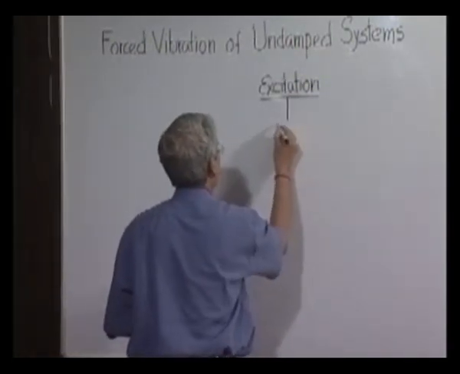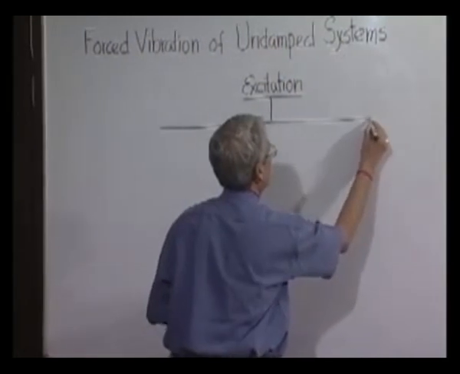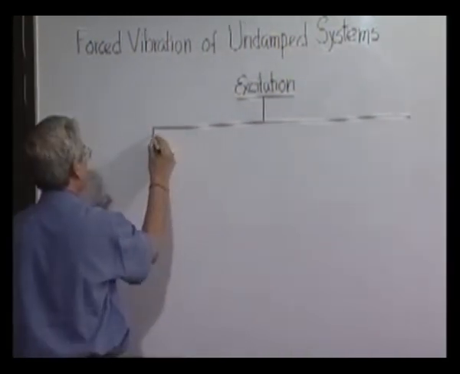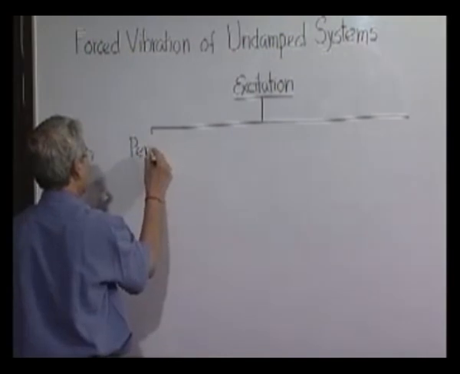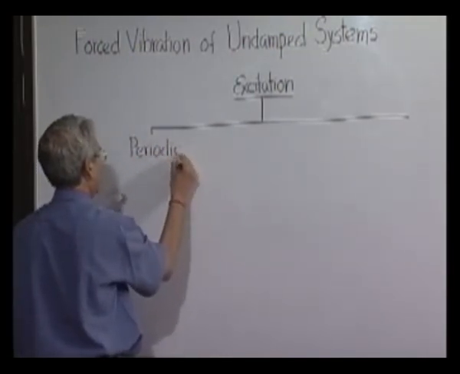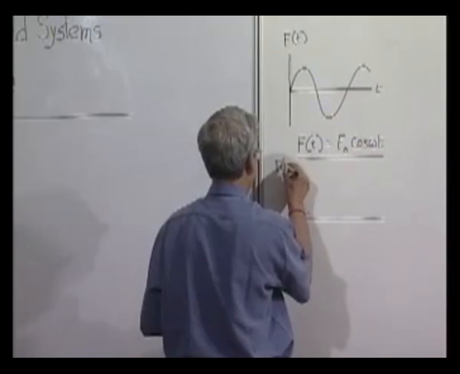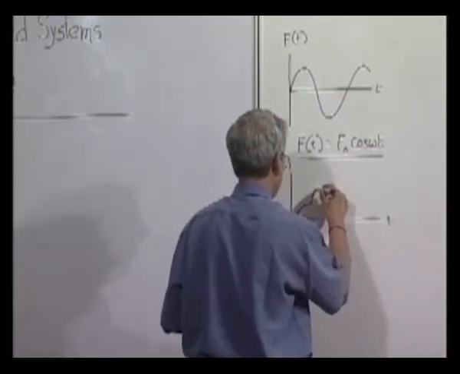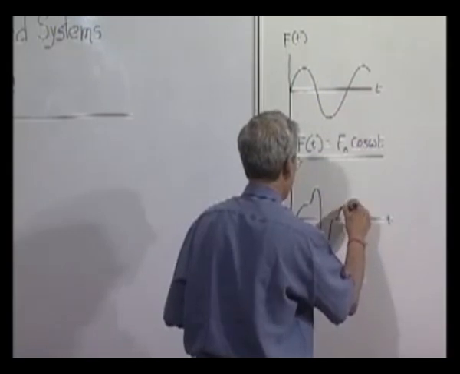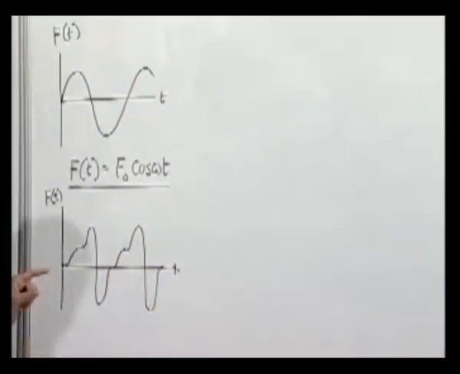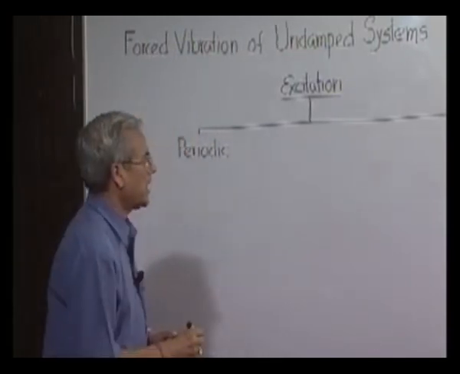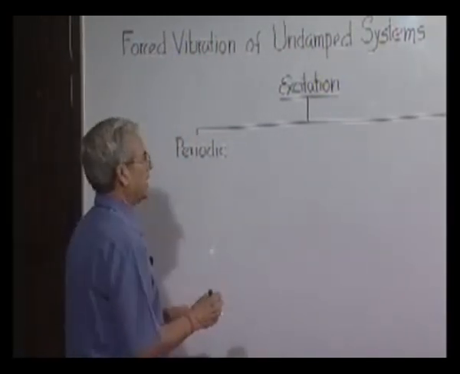But before that, we should classify excitation in general as periodic, that means where the forcing function is a function which repeats itself after a fixed period. So this kind of excitation which repeats after a fixed time, which we call time period, is called periodic excitation.